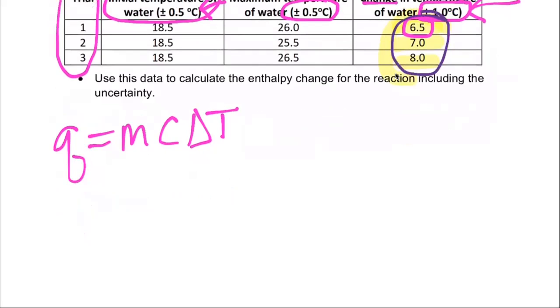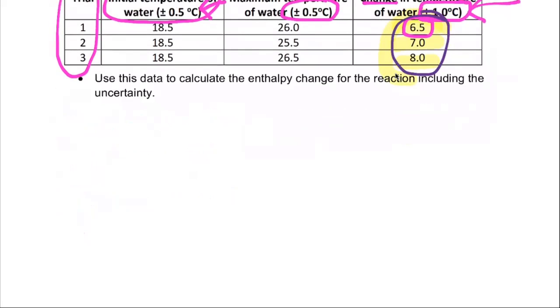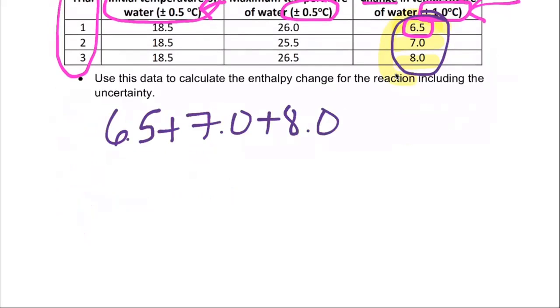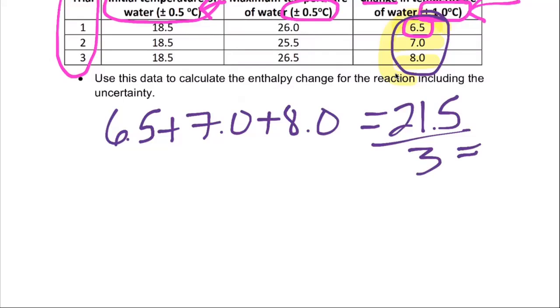Okay. So let me erase this from average before we get into that. Okay. So I have 6.5 plus 7.0 plus 8.0. Let's see, that's 15, 21.5, I believe. So 21.5, and then divide by 3, because that's the number of values that I added up. 21.5 divided by 3. So I get 7.16, and then the 6 kind of keeps repeating.